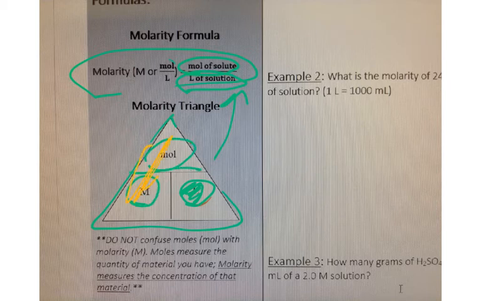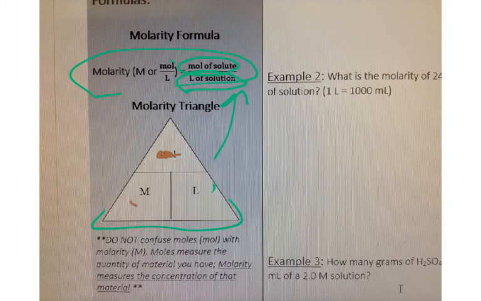And then the last one, whoops, I need to erase that. The last one is if I ask you to solve for moles, you cover up moles, and what does it tell you to do? Molarity times the liters. Okay, so the triangle is really nice because it rearranges the formula written above easily without you actually having to rearrange it.